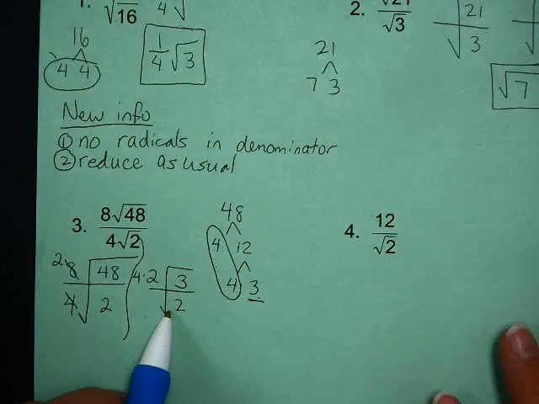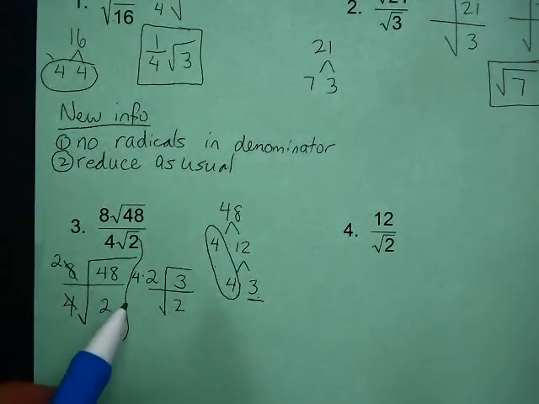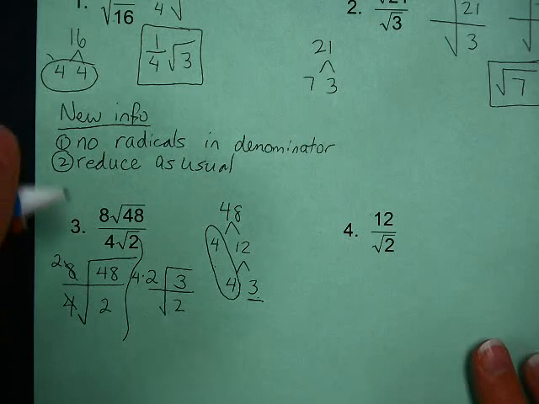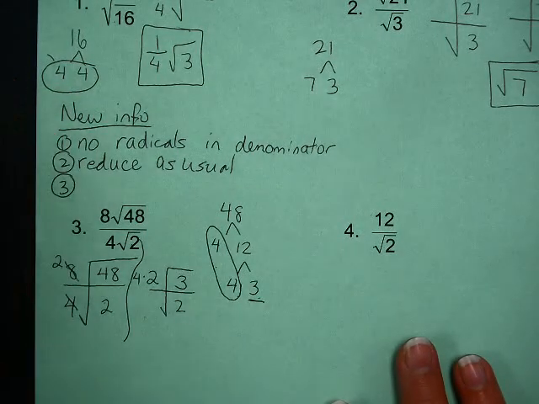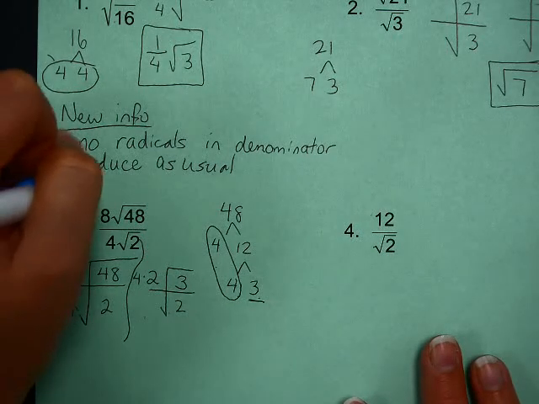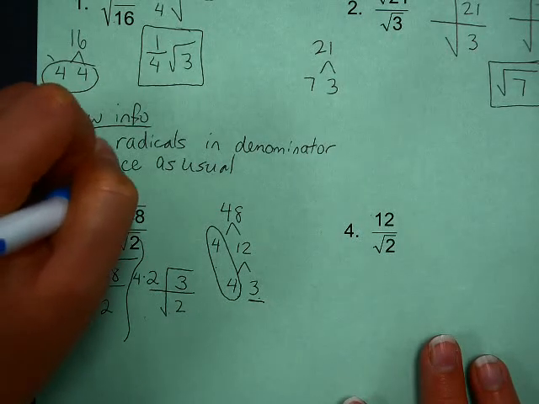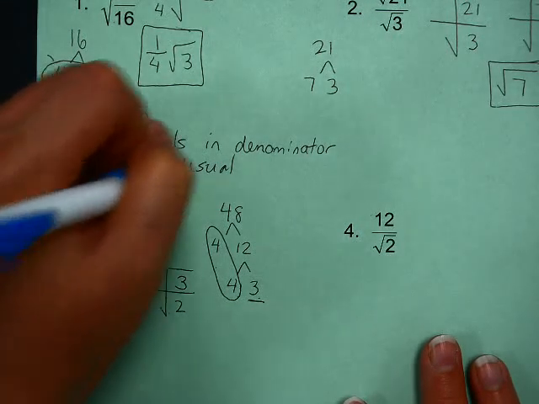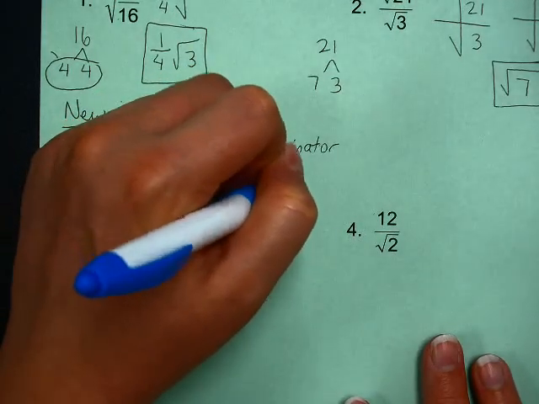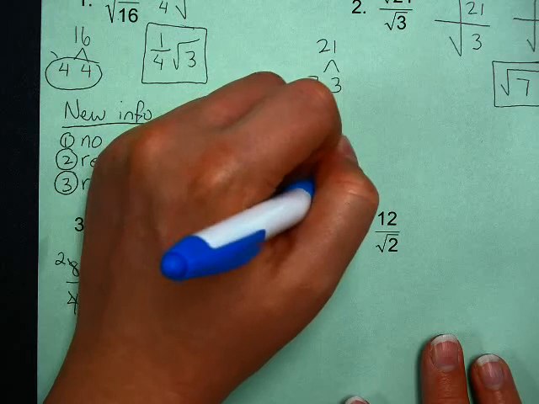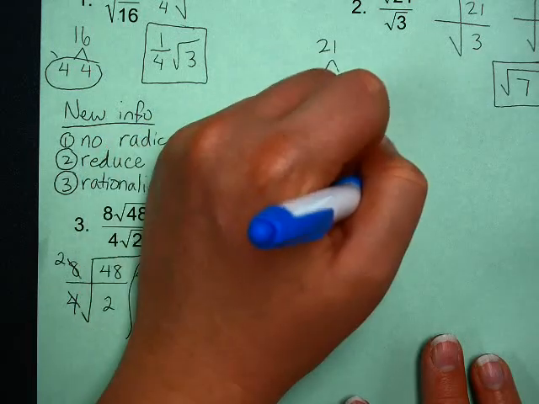However, on this one, we reduced as usual, but we still have that square root of 2 in the denominator. And you can't just erase it. It doesn't work that way. Nice try. So then this one, we rationalize the denominator. And what this means is it's like multiplying by 1.